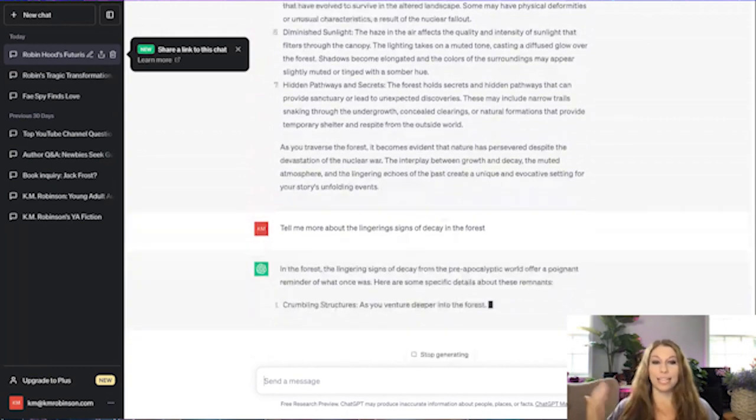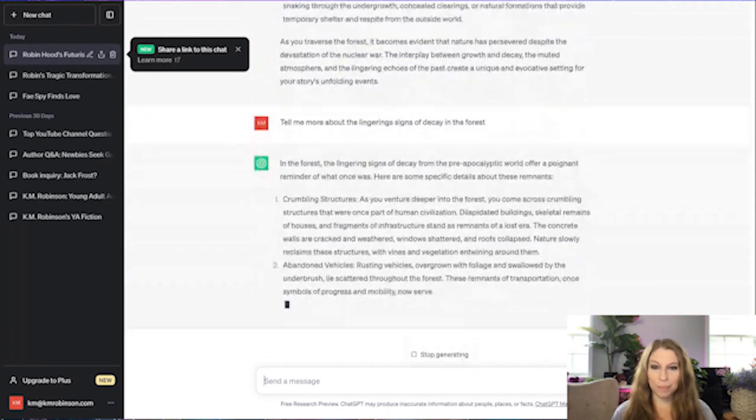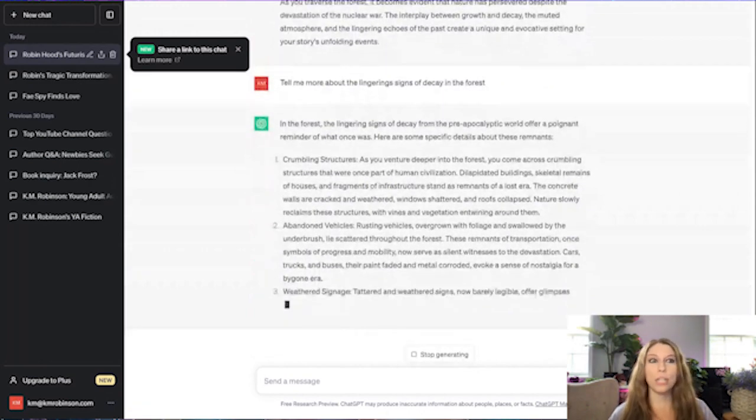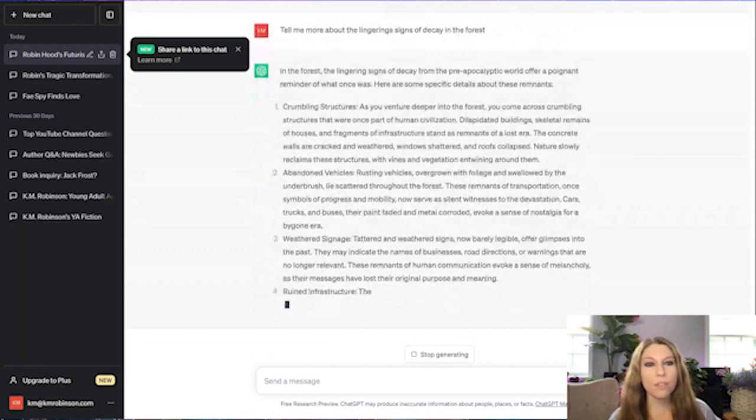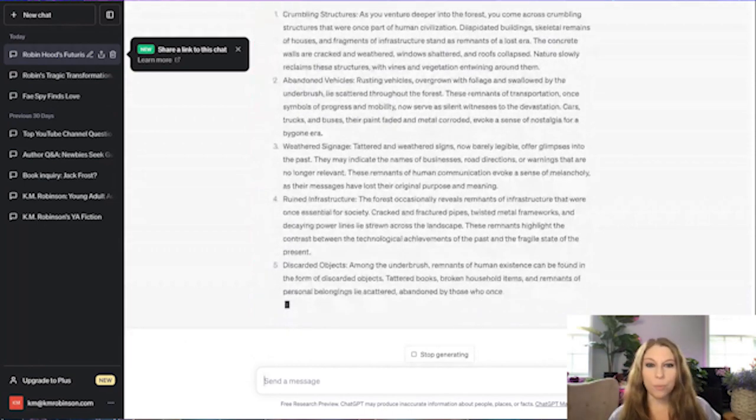Now it's going to continue to tell me more. Yes. Oh, yes. Okay. Crumbling structures, abandoned vehicles. If you like these things, use them. If you don't like those things, take them out. This is just going to be able to paint a picture for you of what your world looks like.